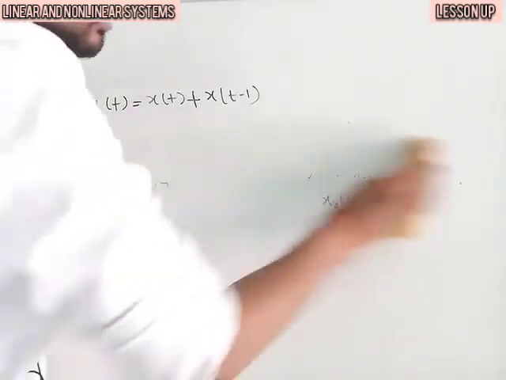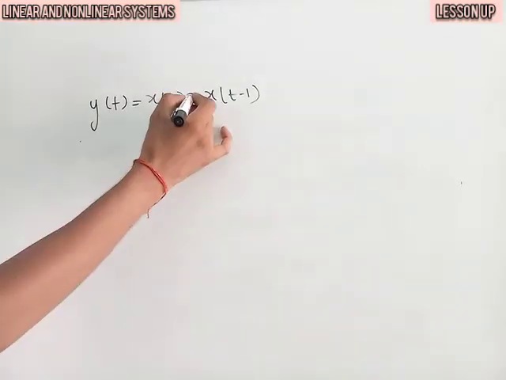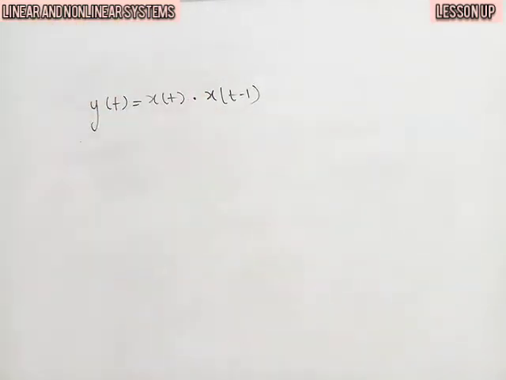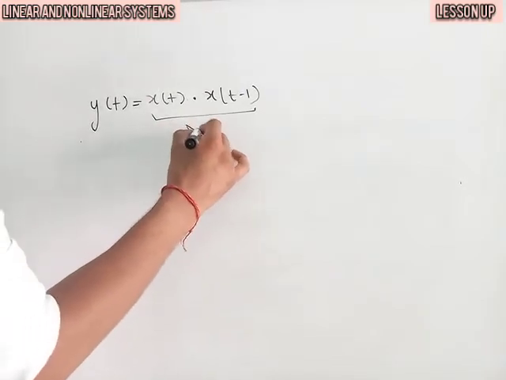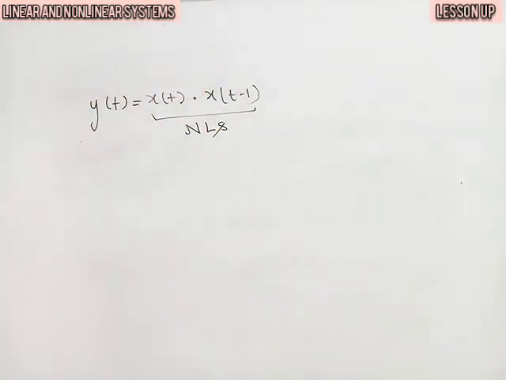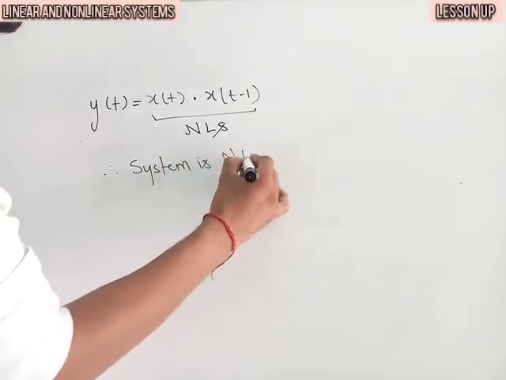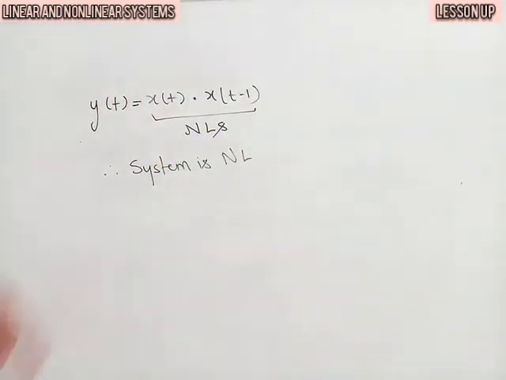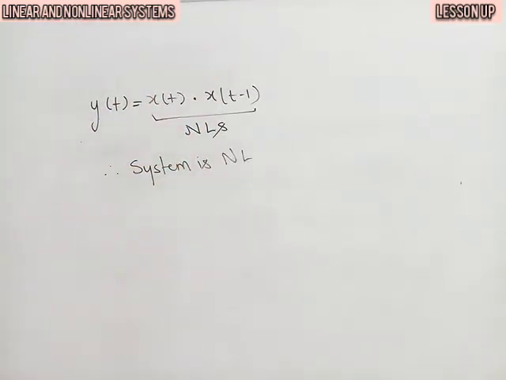In the next equation, if y of t is x of t into x of t minus 1, we can tell by seeing this that this system is a non-linear system. As I told you before, the multiplication of two arbitrary signals is always non-linear. Okay. Therefore, the system is non-linear, because the multiplication of two arbitrary signals will always give you a non-linear system.